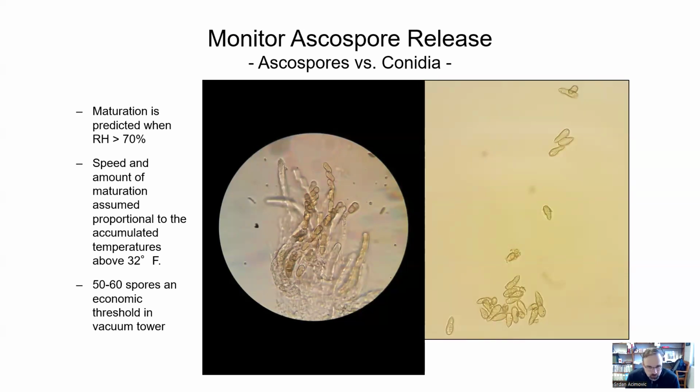And many times when we use the spore trap, if we can trap ascospores and find them under the microscope, about 50 to 60 of those spores is the time when we start to be concerned. We report that as a biofix when we get about 50 to 60 of them, and we call it an economic threshold, from which we start calling that a biofix. So if we detect that in the vacuum spore tower, then we would put that data as a biofix in RIMpro.